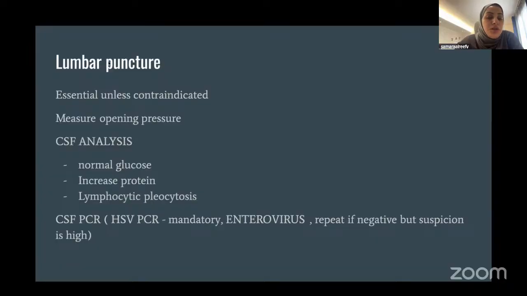Then lumbar puncture, it is essential unless contraindicated, and we'll be speaking about contraindications later. You measure the opening pressure, you do a CSF analysis. So your CSF analysis in viral encephalitis, like we mentioned, is normal glucose. Sometimes it can be low glucose, increased protein, and lymphocytic pleocytosis. So you have predominant lymphocytes. You will also send CSF PCR, especially HSV, mandatory, enterovirus, and you can also repeat if negative, but suspicion is high.